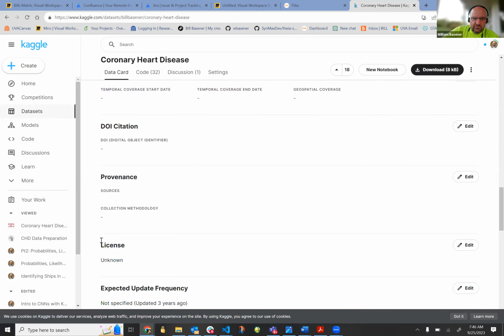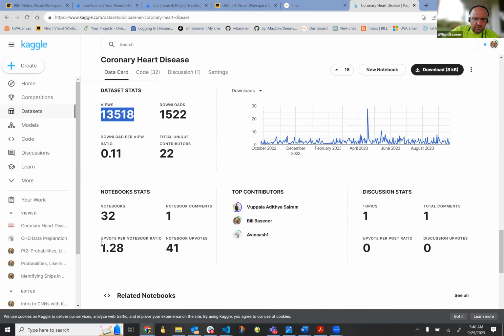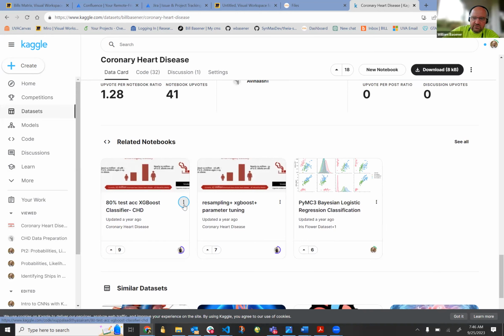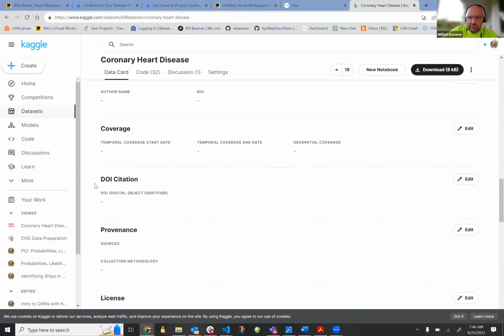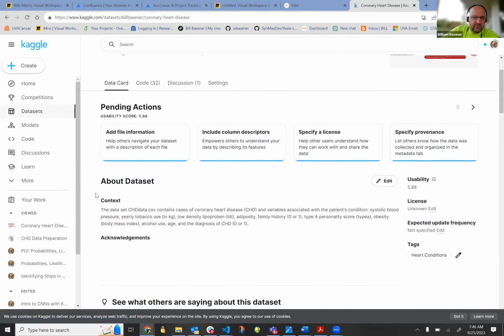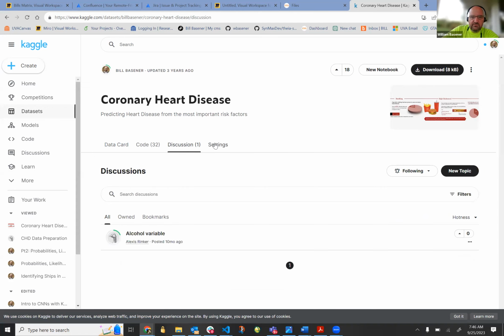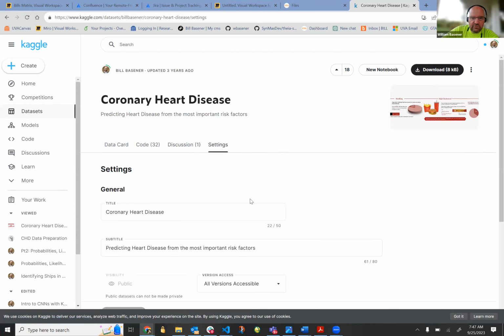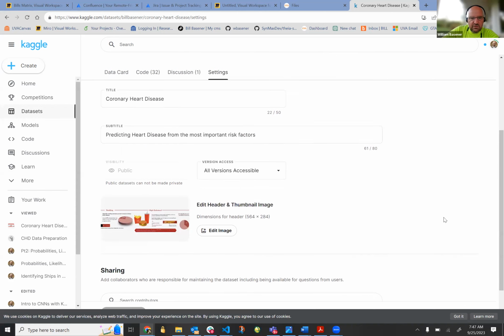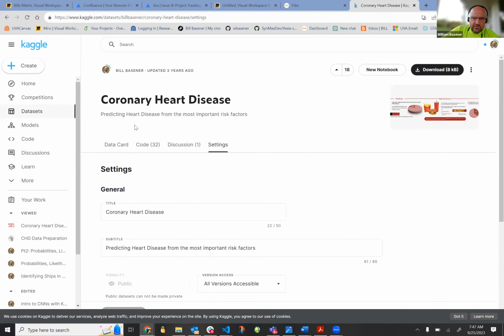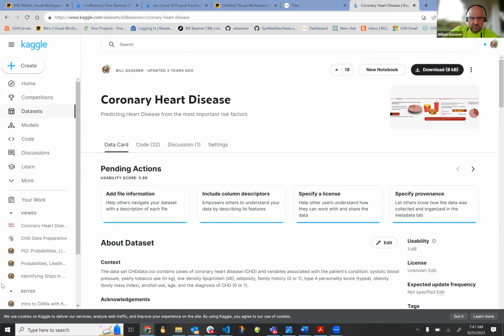So me as the owner, and I don't know if you ever do classification on this, you can look through what other people have done to find out what works and what doesn't, which is really great on Kaggle. I can't say enough about this. Somebody did some discussion on the alcohol variable. I'd be interested in going and reading that. Can't say enough about going and looking at this.